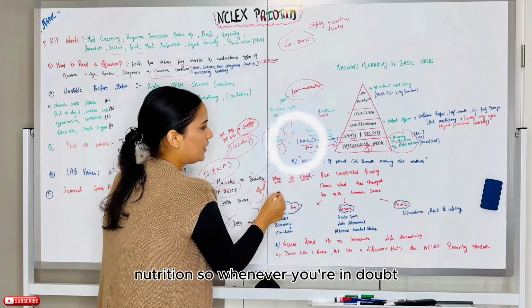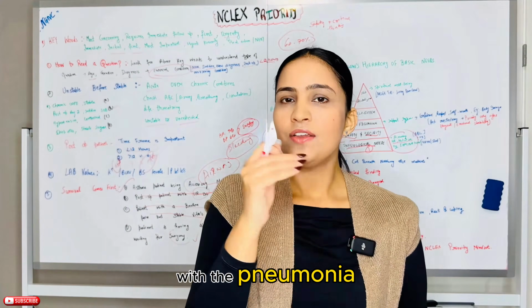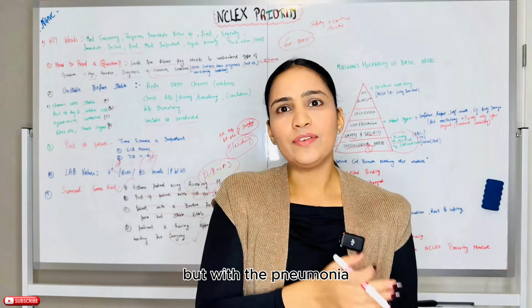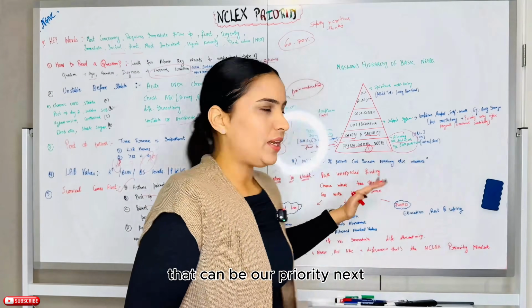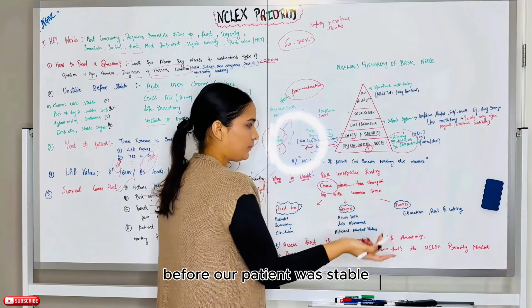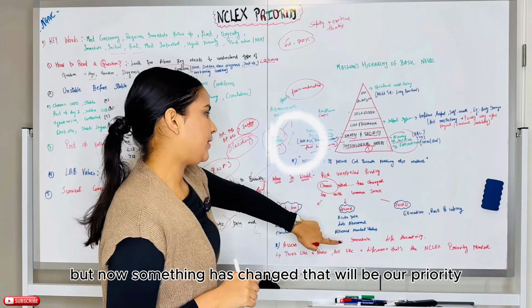physiological needs: oxygen, airway, breathing, nutrition. So whenever you're in doubt, you have to pick the unexpected finding. For example, with pneumonia, fever is an expected finding. So we will not choose that as a priority. But with pneumonia, if they're giving you a hard time to breathe, using accessory muscles, that can be our priority. Next, choose what has changed. For example, before our patient was stable, but now something has changed. That will be our priority.